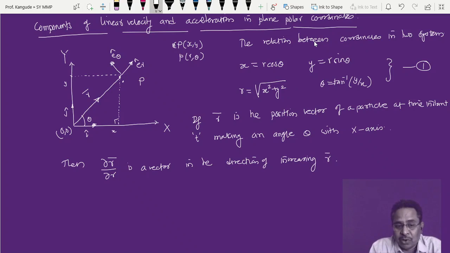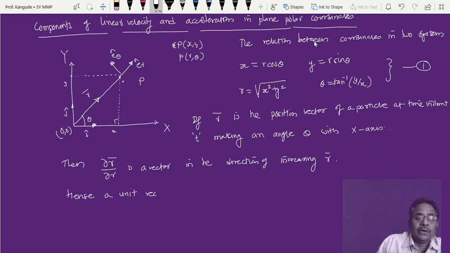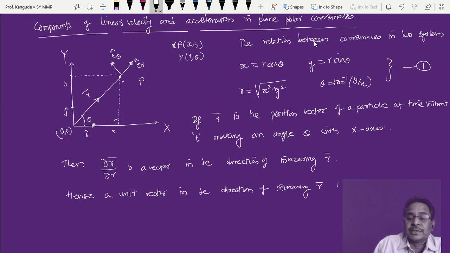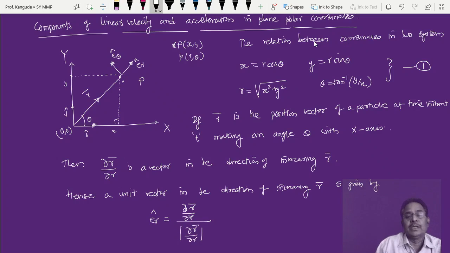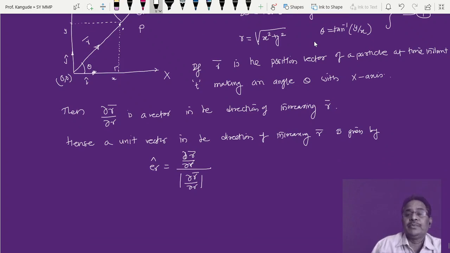Now what are we saying? r bar is my previous vector, and the rate of change of r bar with respect to length r is called the vector in the direction of increasing r bar. Hence we can write a unit vector in the direction of increasing r bar is given by er cap, which is equal to the vector itself, ∂r bar upon ∂r, divided by its magnitude, |∂r bar upon ∂r|. This is my first unit vector. Call this relation number 2.